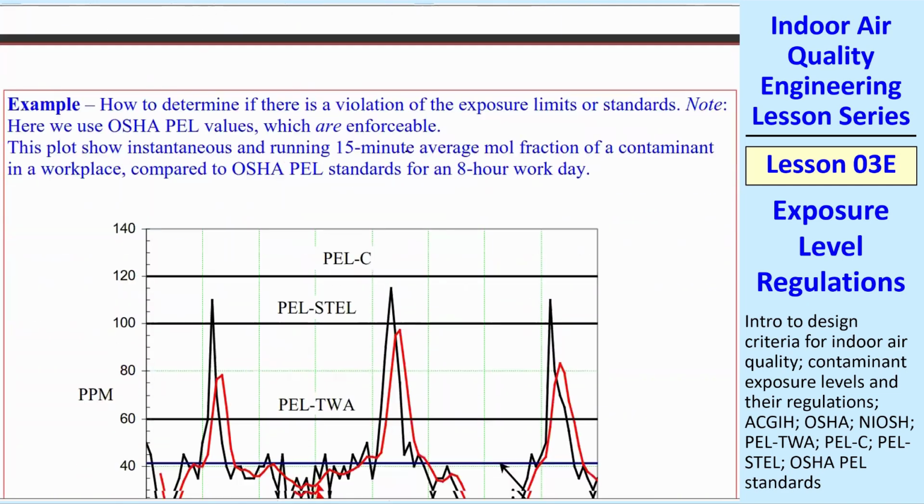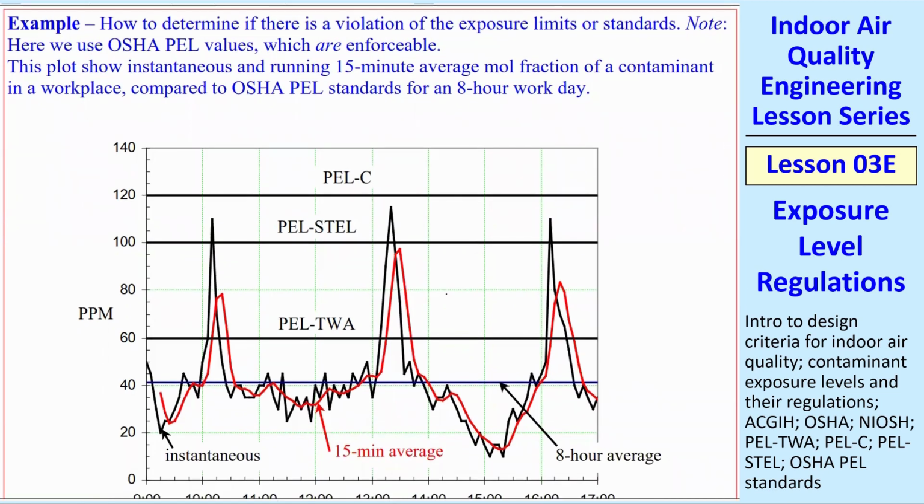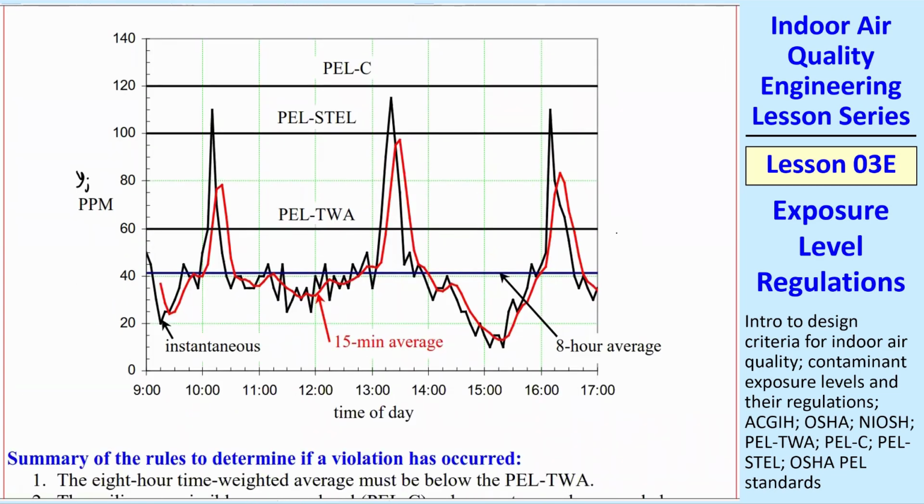I'm going to do another example. This one's a little more complicated. I used Excel. How to determine if there's a violation of the exposure limits or standards. I'm showing here instantaneous and running 15-minute average mole fraction in ppm of a contaminant. So this is the yj that we're actually measuring, and this is time of day. You can see those are in 1 hour units. So the workers come in at 9 o'clock, they leave at 5 o'clock, and we're not counting a lunch hour. They're just eating lunch at their desk, and they're exposed to this air constantly.